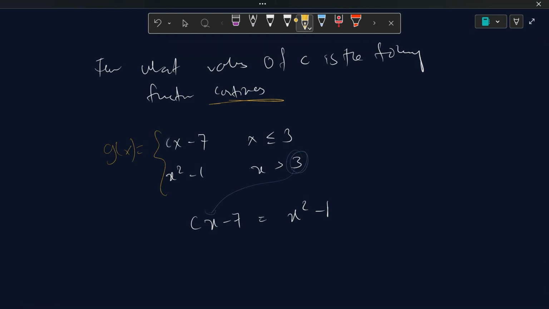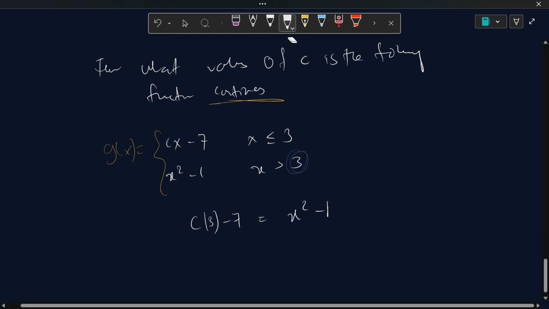As you're approaching 3 from the left side and from the right side, either way they're equal to each other, their y value. So let's go ahead and plug in 3 in this equation. This should give you 3c minus 7 equals 9 plus 1.